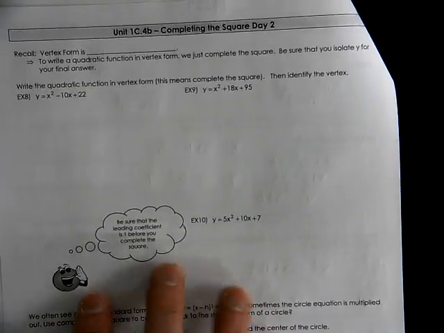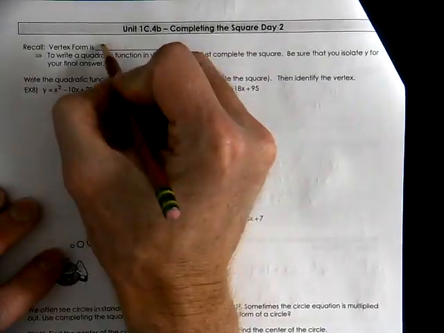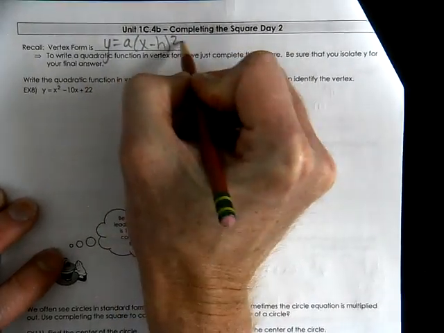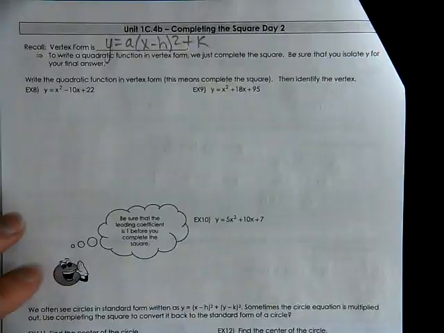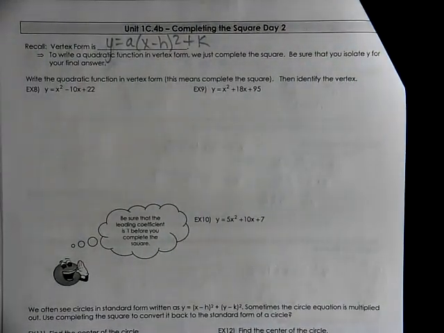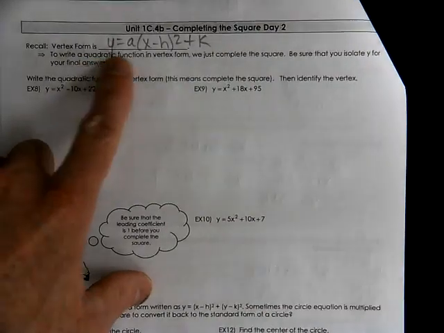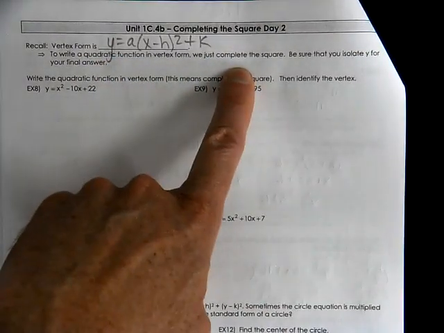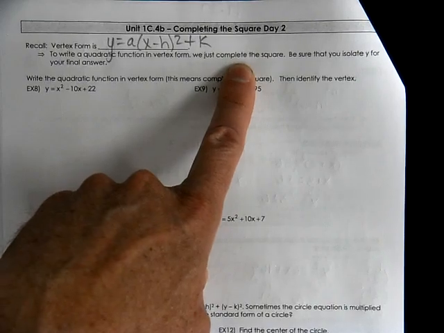All right. So vertex form that we learned about quadratics weeks ago is y equals a, x minus h squared plus k. To write a quadratic function in vertex form, we need to complete the square.